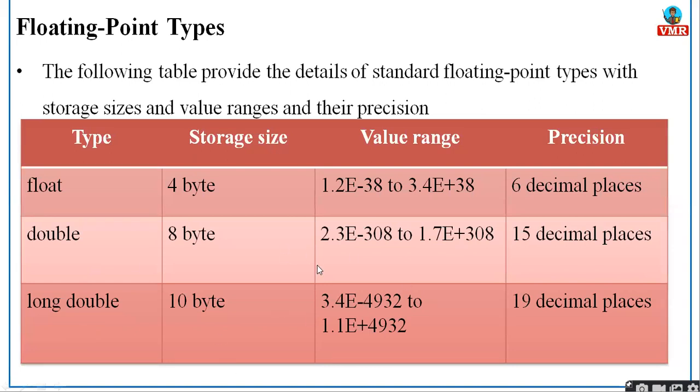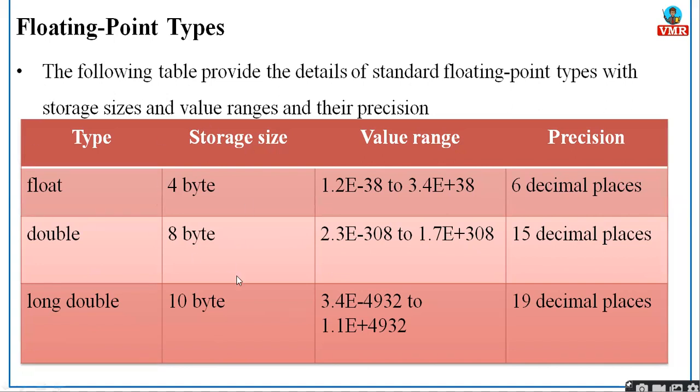So if I write something like 2 point, after point, if I had some 6 digits, then it will become float. If I have some 10 to 15, or above 6, all will be considered as double. Above 15, all you will consider as long double values, right?